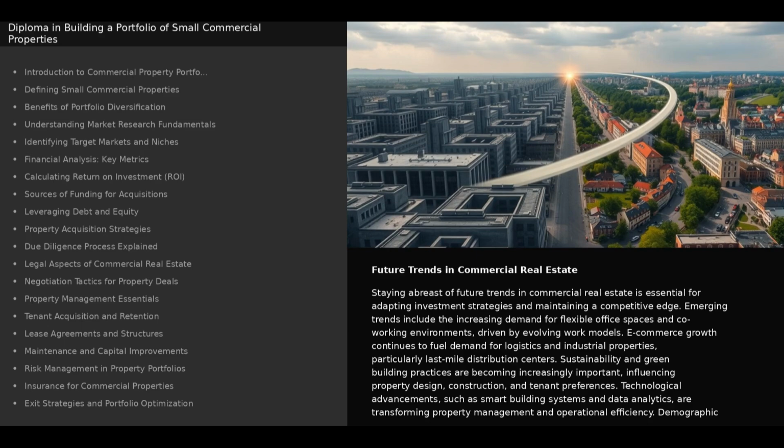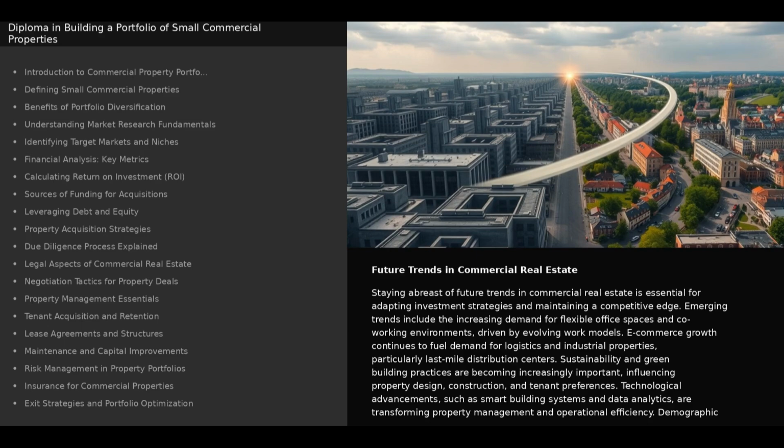E-commerce growth continues to fuel demand for logistics and industrial properties, particularly last-mile distribution centers. Sustainability and green building practices are becoming increasingly important, influencing property design, construction, and tenant preferences. Technological advancements, such as smart building systems and data analytics, are transforming property management and operational efficiency.